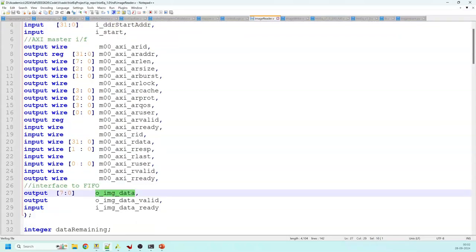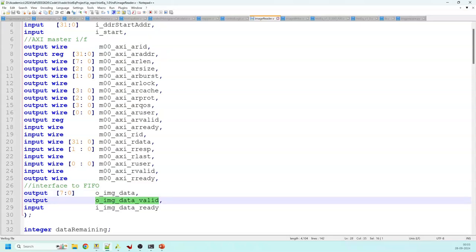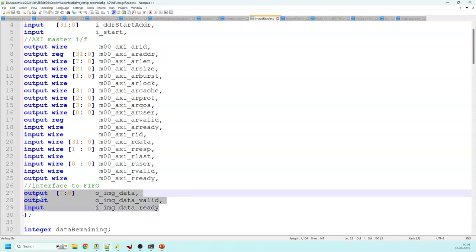Then you will observe a few things. The read data bus is 32-bit. That means it is going to get 32-bit data from DDR. But we are expecting a streaming interface which has only 8 bits. So from 32, it will convert to 8-bit, and that is this one. So we have 8-bit image data, valid, and ready. This is nothing but an AXI stream interface with data, valid, and ready, and it's only 8-bit.